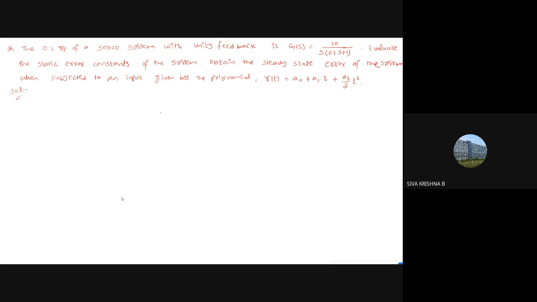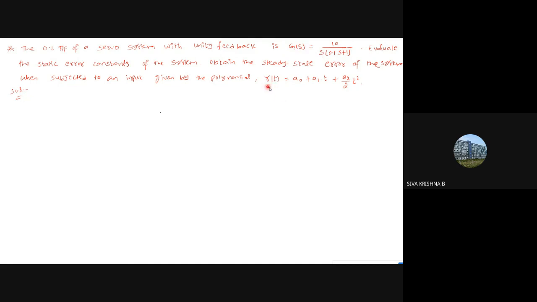What is the type of the given transfer function? The type of the transfer function is 0? Because the power of s at the origin, the number of poles at the origin, is 1. So this type is 1.